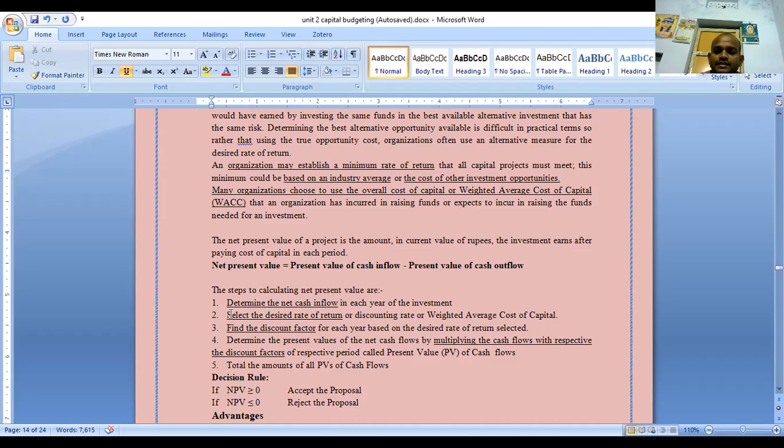Second one, select the desired rate of return. That is nothing but cost of capital or weighted average cost of capital or minimum rate of return. And find the discount factor for each year based on the desired rate of return. So by using the desired rate of return, the cost of capital, we have to find the discount factor in the discount factor table, the present value factor table, and then you have to multiply the discount factor with the cash inflows.